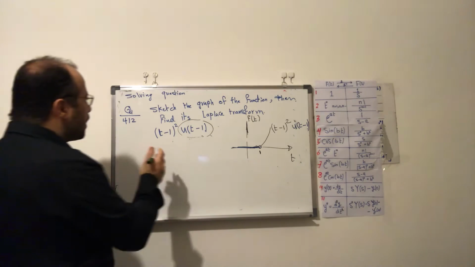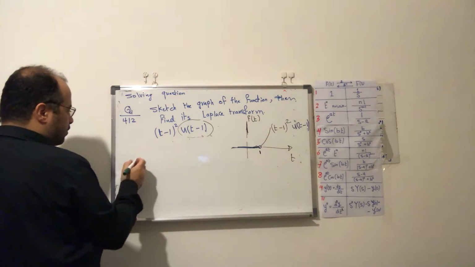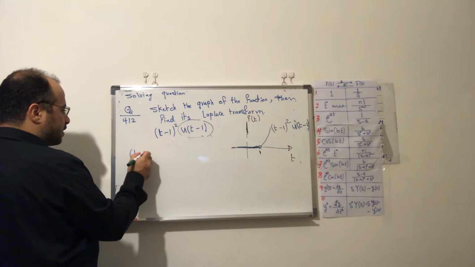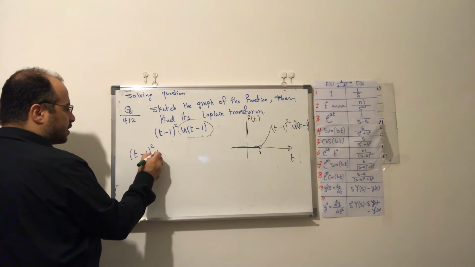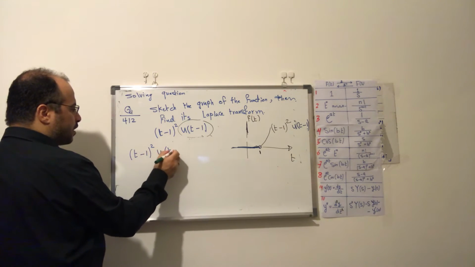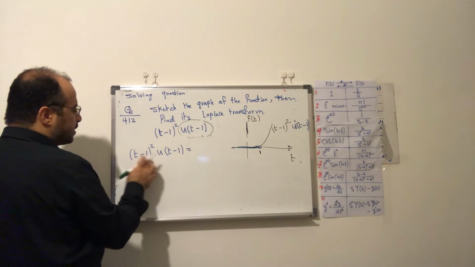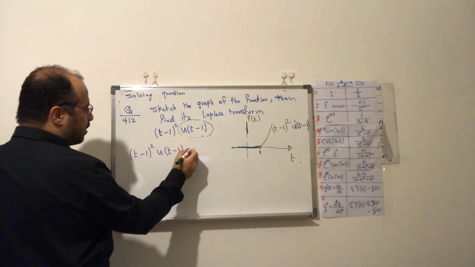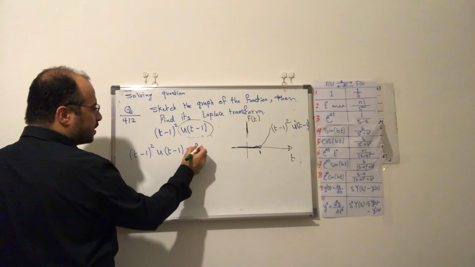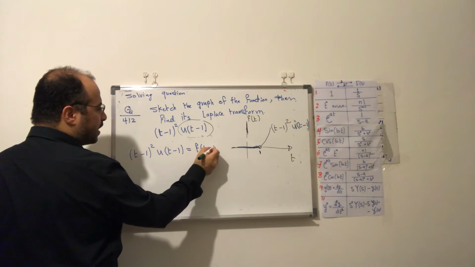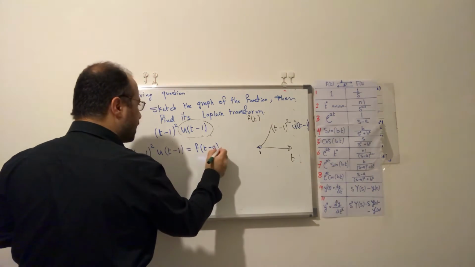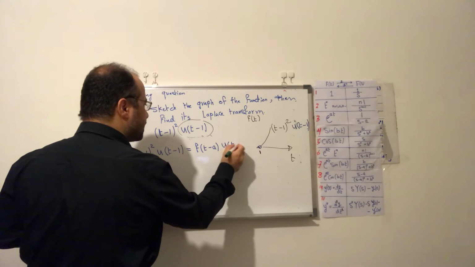So let me compare with the rules. Comparing with the rules, now how to find the Laplace transform? Look at t minus 1 squared multiplied by u(t minus 1). Because you have a matching minus 1 here, I will compare this with f(t minus a) times u(t minus a).